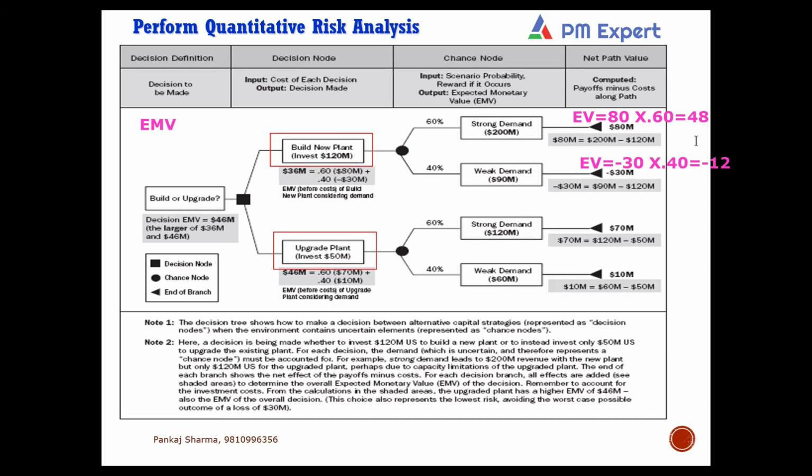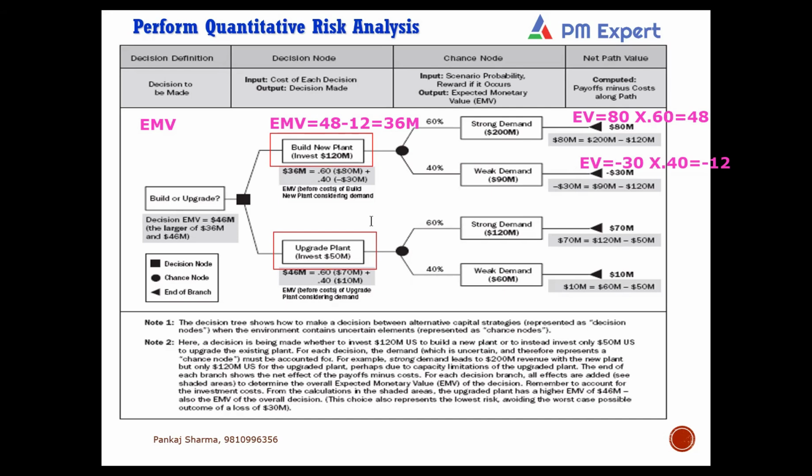See, the upper one was 48. This is minus 12. So can I say the expected monetary value of the decision of building a new plant is 36 million? 48 minus 12 is equal to 36 M. So there is an opportunity, there is a threat. All in all, taking risk into account, I may earn $36 million as a profit here, right? Yes or no? Yes.